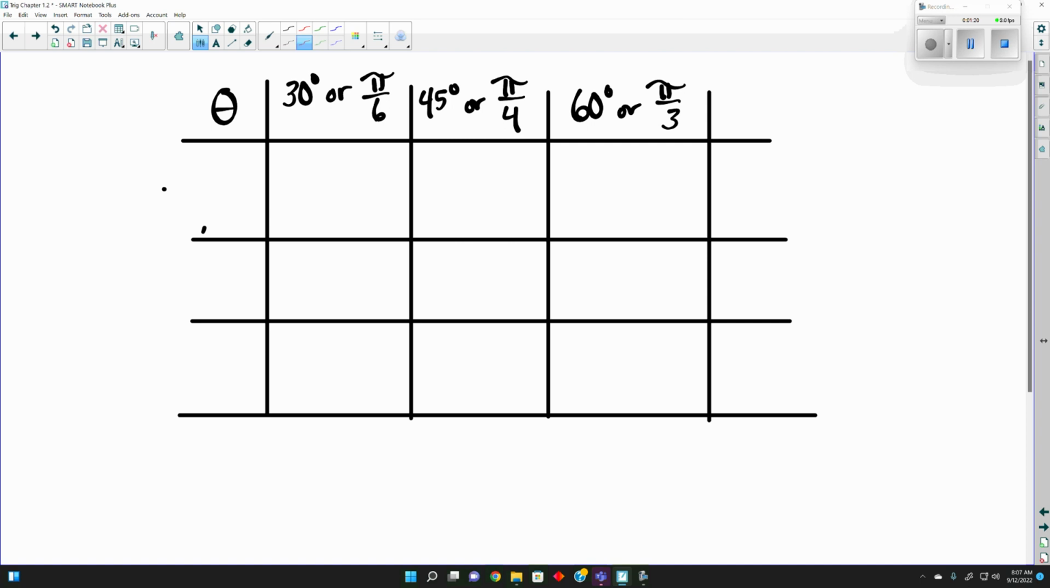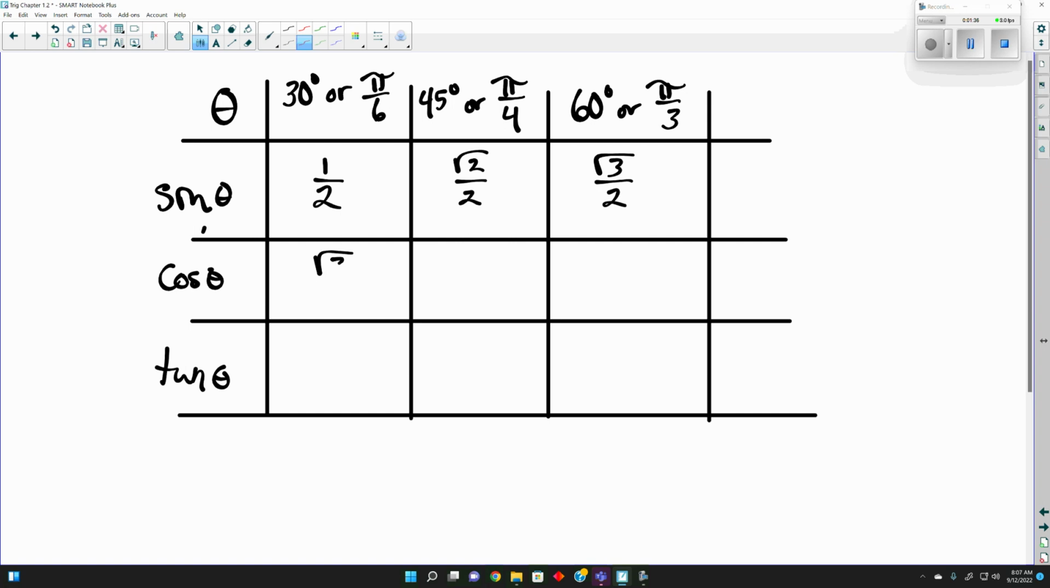pi over 3. Then we had sine, cosine, and tangent. And across the top we had 1/2, square root 2 over 2, and square root 3 over 2. Then we had square root 3 over 2, square root 2 over 2, or 1/2. I think we got about this far on the back side of the sheet, yes? Now the part we didn't get to is tangent.